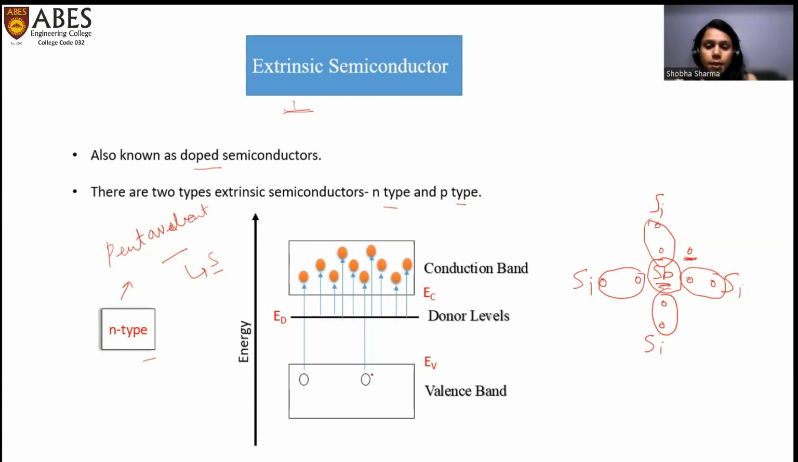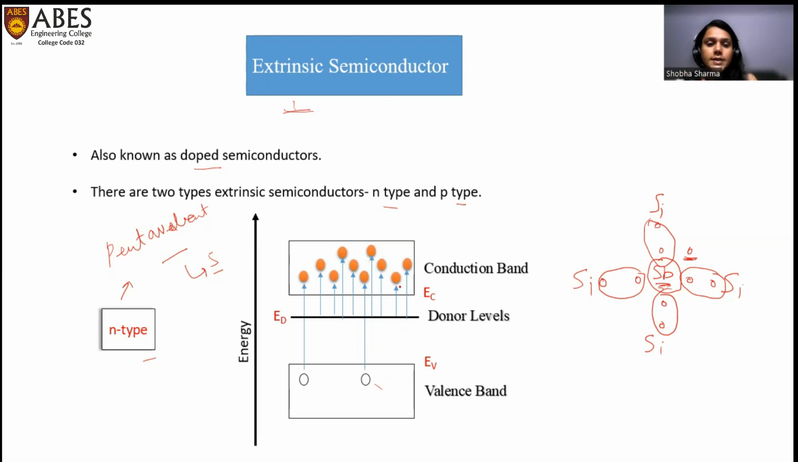So if we compare the number of electrons in conduction band and the holes in valence band, we see the number of electrons in conduction band is very, very large compared to the holes in valence band. And that's why we say that electrons are majority charge carriers in N-type semiconductors, and the holes are minority charge carriers in N-type semiconductor.